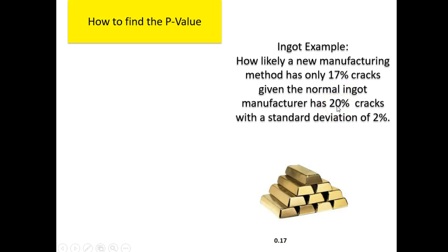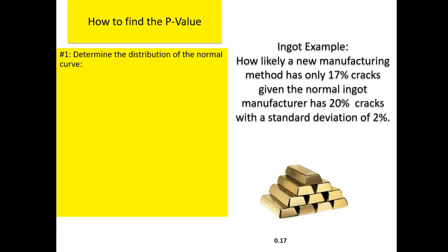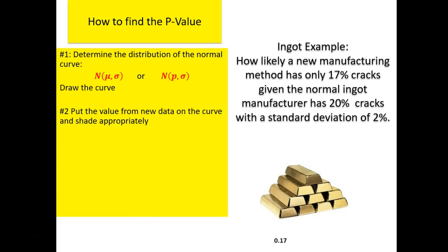All right. So to do that, we go for the p-value. Here are the steps to finding the p-value. First, you determine the distribution of the normal curve. You've got to determine whether, again, it is a mean or proportion. Here, we're clearly dealing with percents, so I'm going to go for the proportion using p as my parameter. Then you're going to draw a curve for that distribution. You can put the value of your new data on that curve, shaded appropriately.